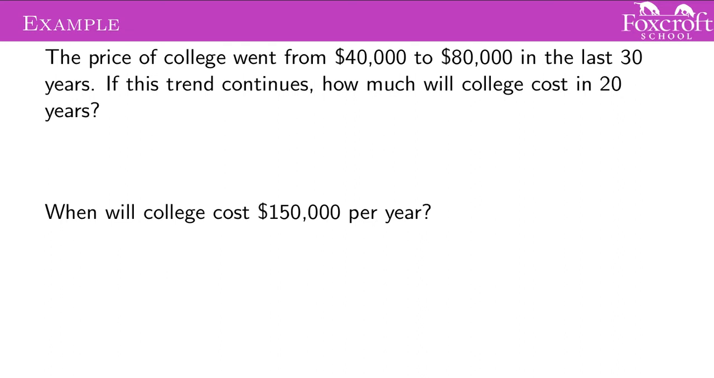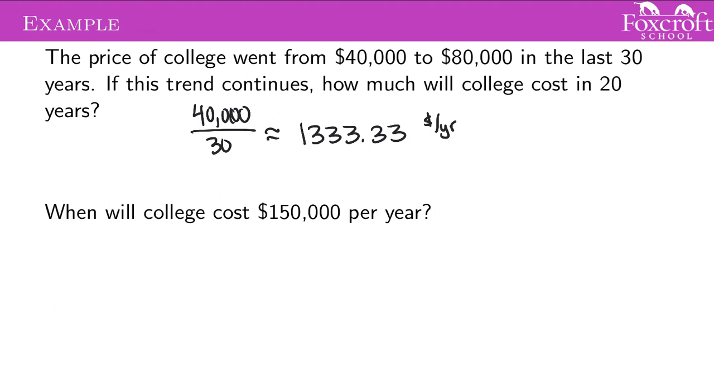First, we need to figure out how much this is changing every year. All right, well, there is a difference of $40,000 in the price of college over the last 30 years, which is, I'm going to have to round a bit, but let's see, 40,000 divided by 30. All right, so it's an increase of about $1,300 per year, and again, that's dollars per year, over the last 30 years. And now we know if this trend continues, how much will college cost in 20 years?